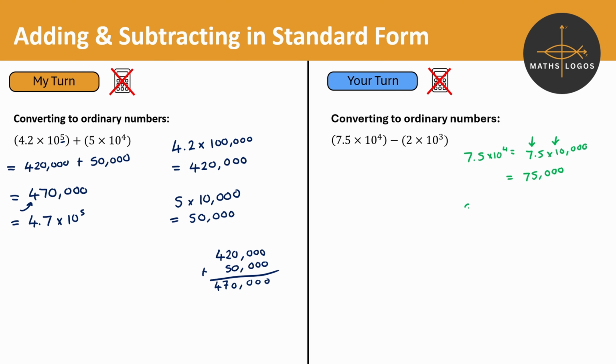And then we've got 2 multiplied by 10 to the 3, which is going to be 2 multiplied by 1,000, which is of course 2,000. The calculation I'm trying to do is 75,000 subtract 2,000. Should give you an answer of 73,000. In standard form, that would be 7.3 multiplied by 10 to the power of 4. So if you're not sure how to convert ordinary numbers into standard form, then have a look at our previous lessons where we covered that.